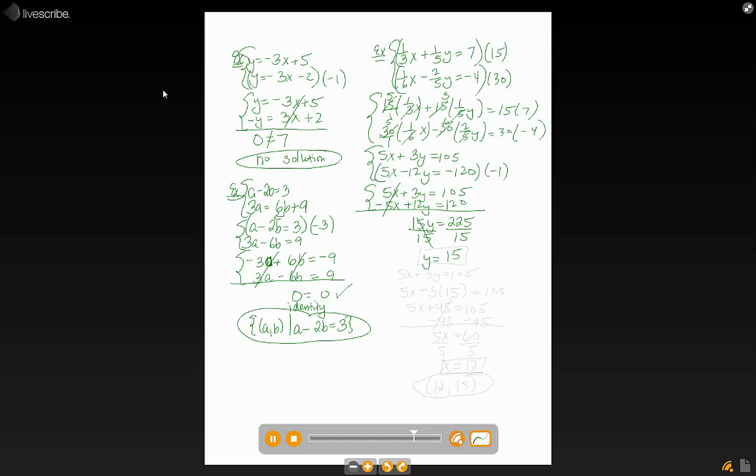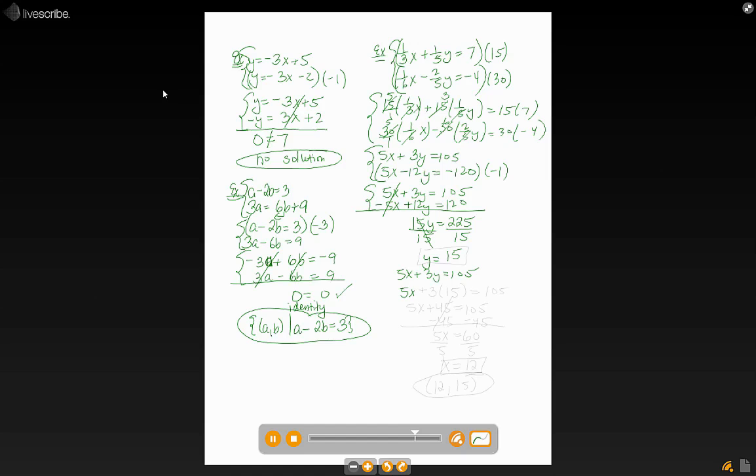Where do you want to get x from? I don't want to go back to fractions. What do you think? Let's use the one with no fractions. It's equivalent to the one with fractions, so we might as well use the one with no fractions, right? So I'll go here to the 5x plus the 3y equals 105, and I'll back substitute, right?